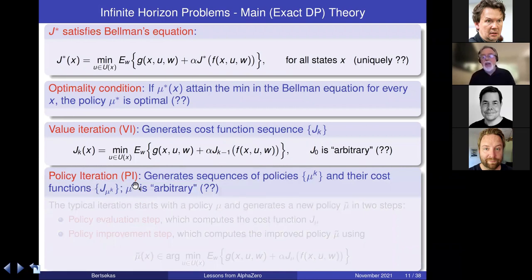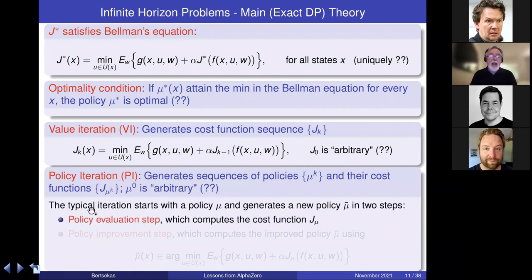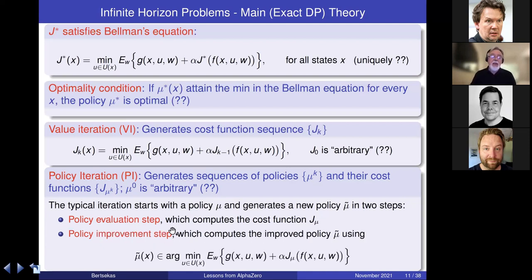The other major algorithm is policy iteration, which generates a sequence of policies, mu k, and their cost functions. Mu zero is arbitrary. The typical iteration starts with some policy mu and generates a new policy, mu tilde. I'm going to be using these symbols a lot in this talk. Mu for current policy, mu tilde for the next policy. In two steps, there's a policy evaluation step that computes the cost function J mu, and there is a policy improvement step that calculates the improved policy by doing for every X this minimization, which is the same minimization as in Bellman's equation, except that we use J mu, the cost of the current policy, in place of J star.